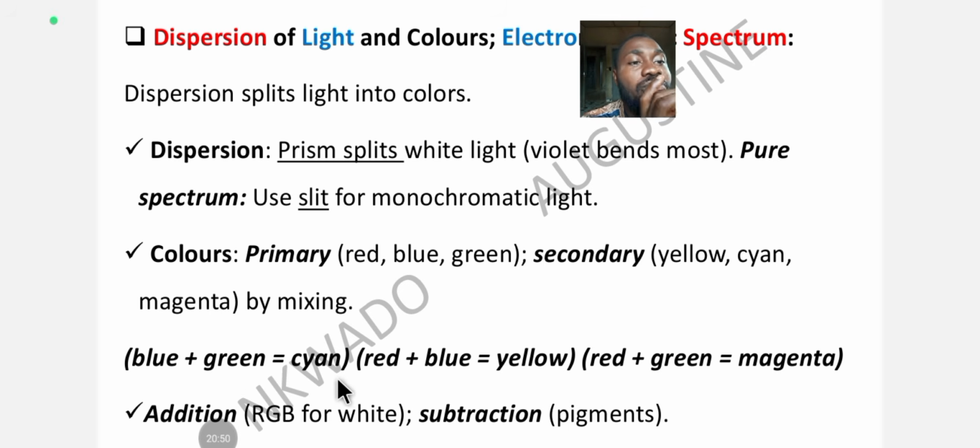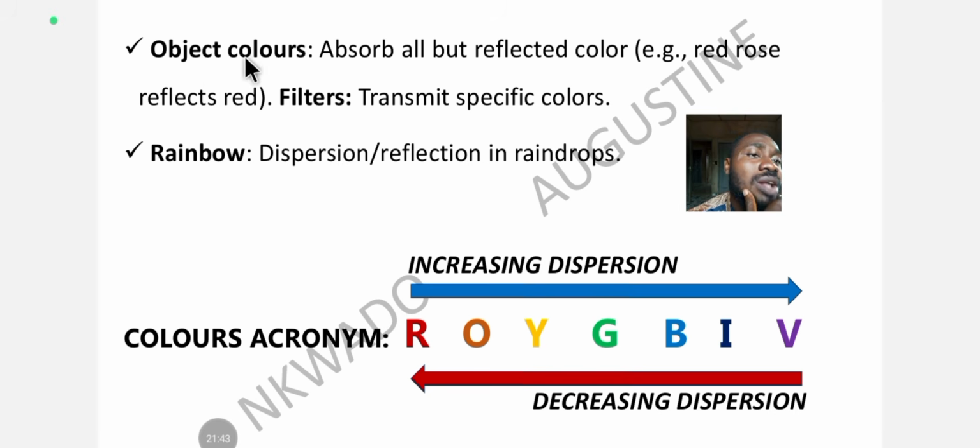All right. So just know that there are two ways you can mix colors. You can form secondary colors either through the mixture of red, green, and blue. That's if you want to form white color, or you use the subtraction method where you use color pigments. Now, what are objective colors?